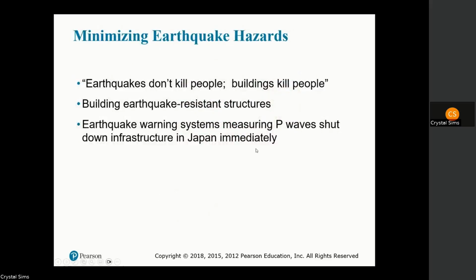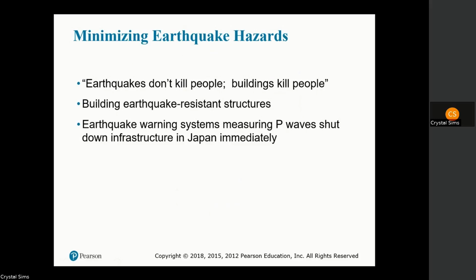So how can we minimize hazards? Well, we make sure our buildings are as earthquake resistant as possible. We can do the best we can with that. I mean, we know that there are ways to structure buildings and have building codes that make them less likely to fall, but we can't cover every earthquake magnitude for that.